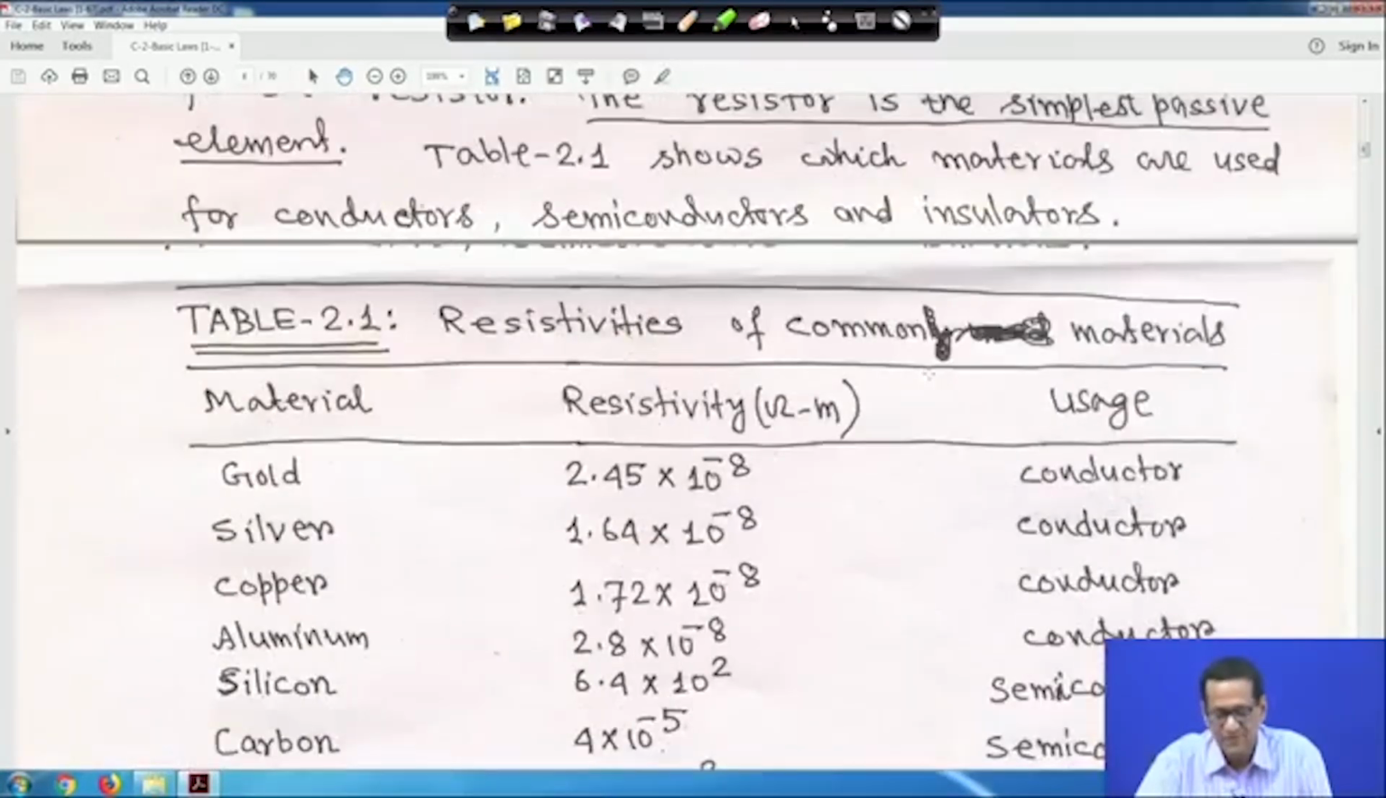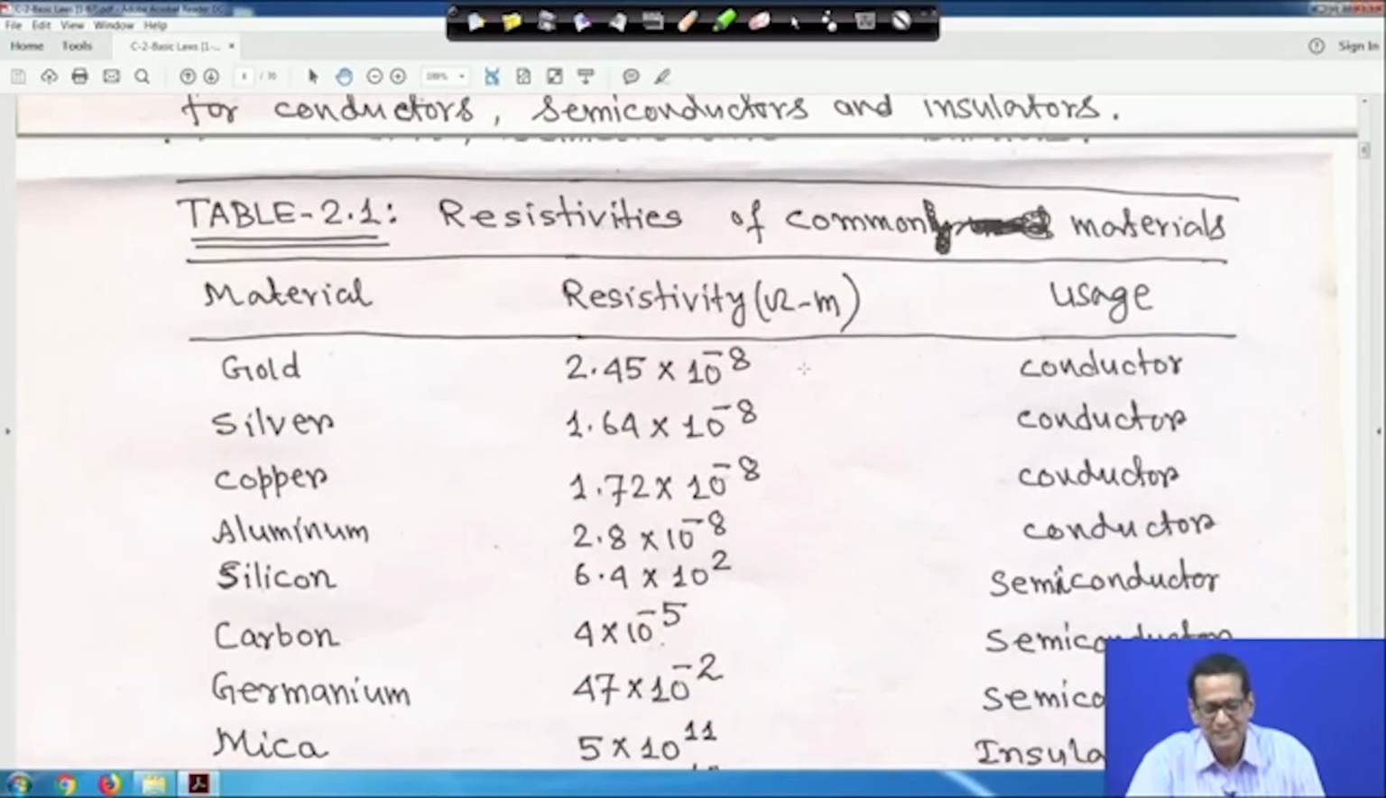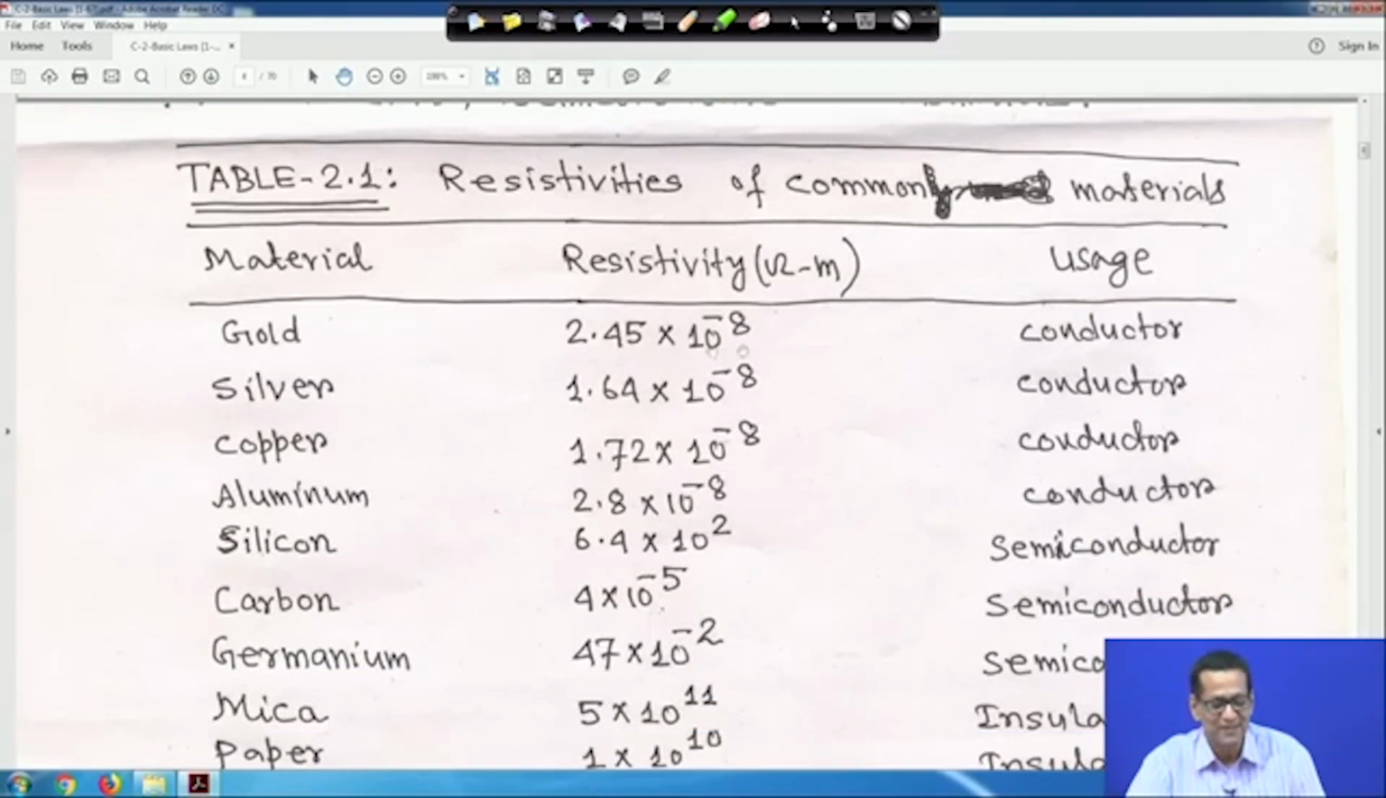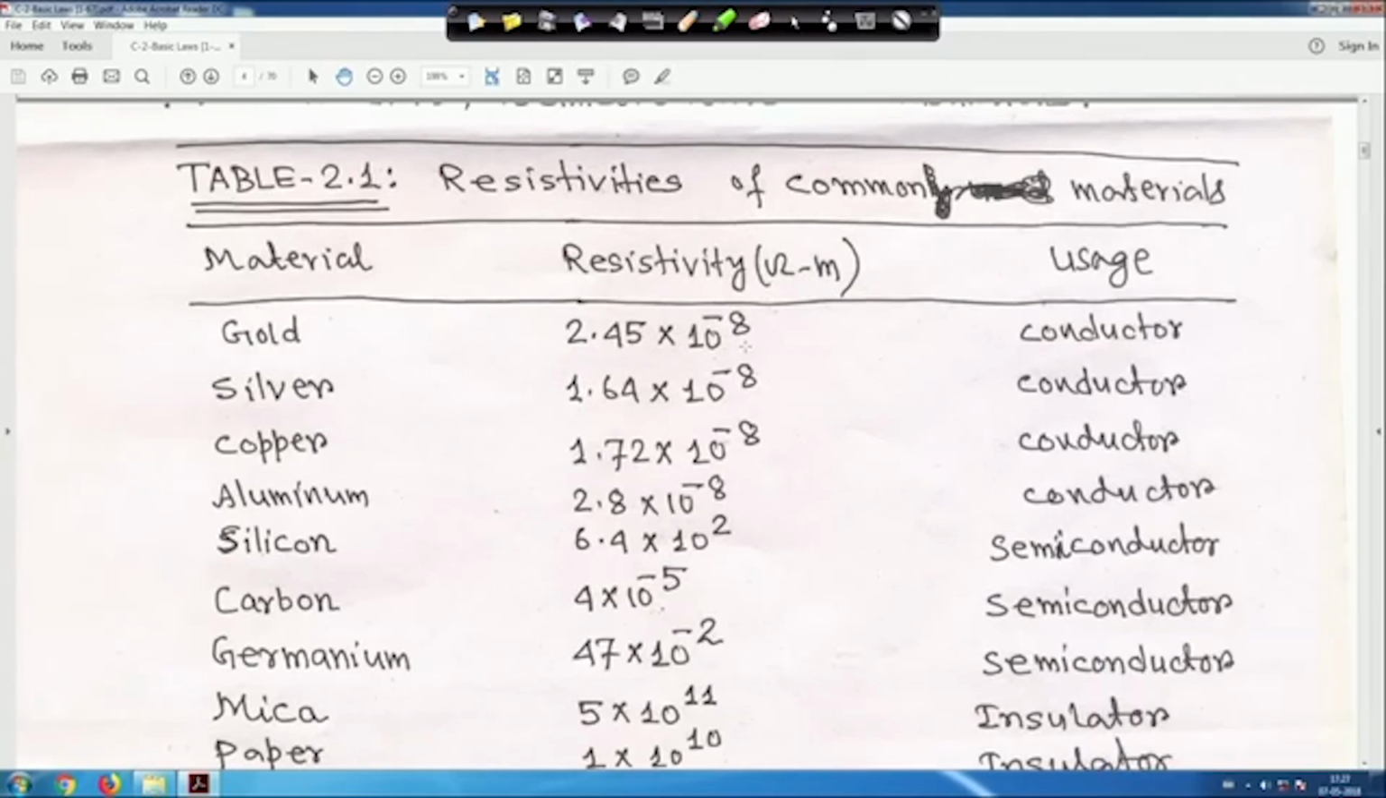I have brought a table of the resistivity of commonly used materials, in ohm meter. Gold is 2.45 into 10 to the power minus 8. It is a good conductor, but you cannot use it because it is very expensive. Silver is 1.64 into 10 to the power minus 8, also a good conductor, but also expensive. Copper is 1.7 into 10 to the power minus 8, a good conductor. Aluminum is 2.8 into 10 to the power minus 8, also a good conductor.